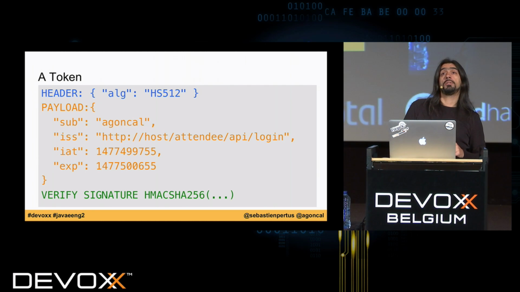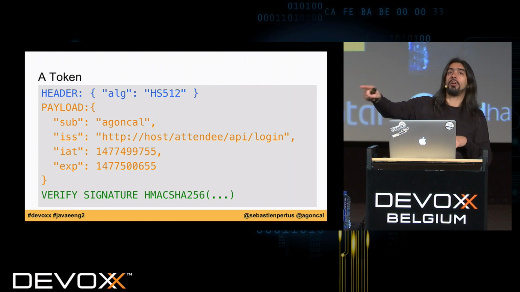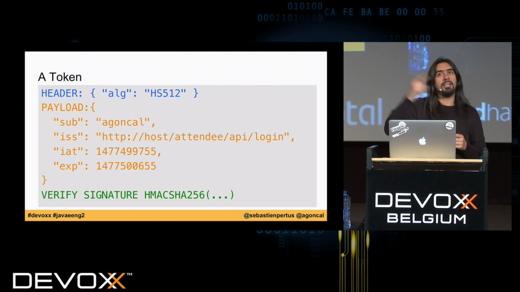The issuer: this service has issued this token. Is it valid? Is it allowed to issue this token? An expiry date. This token will go back and forth, but in a few minutes, it will expire, and you will have to log on again.